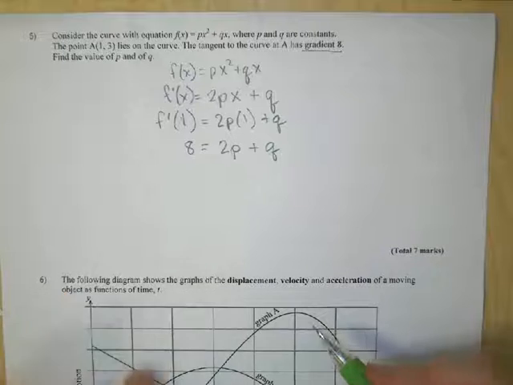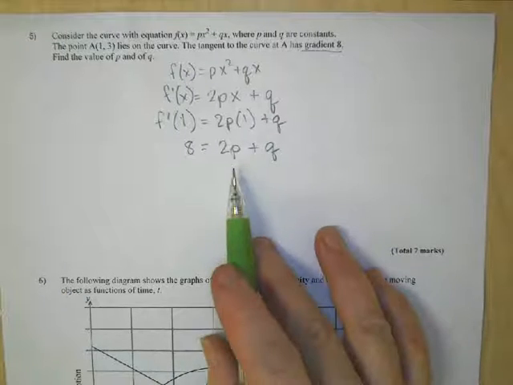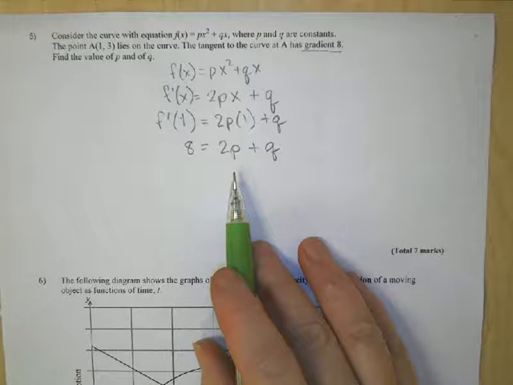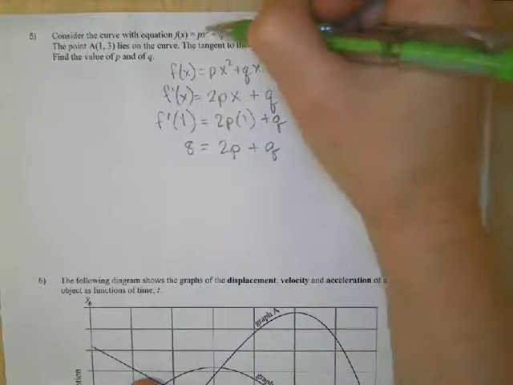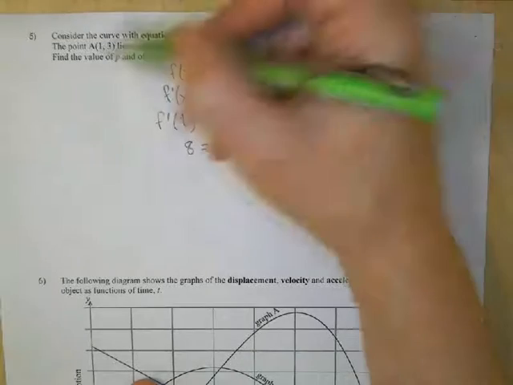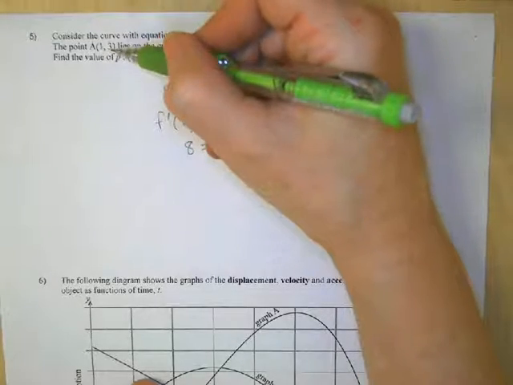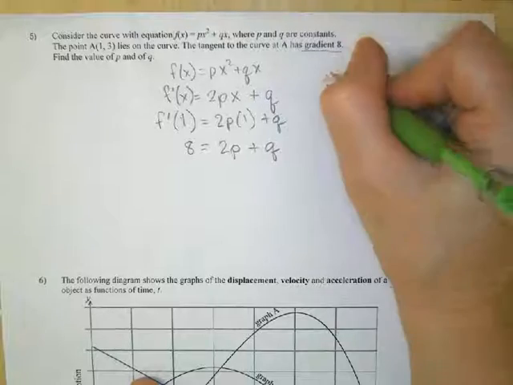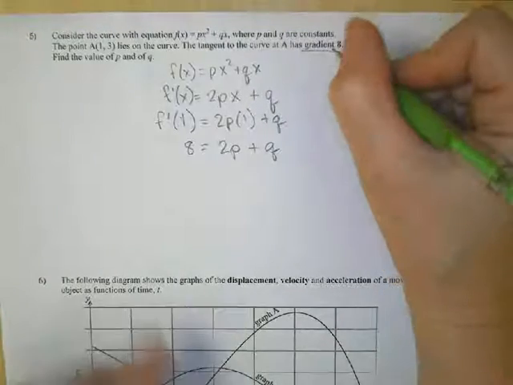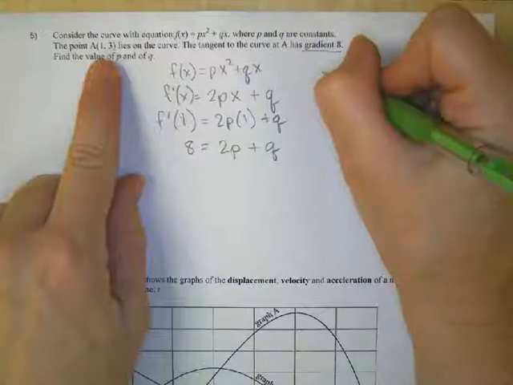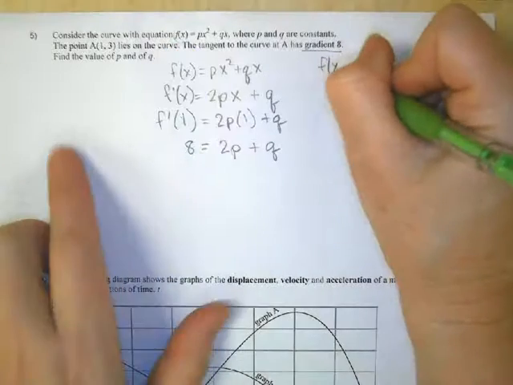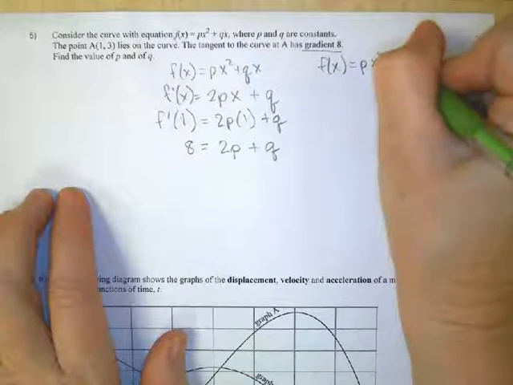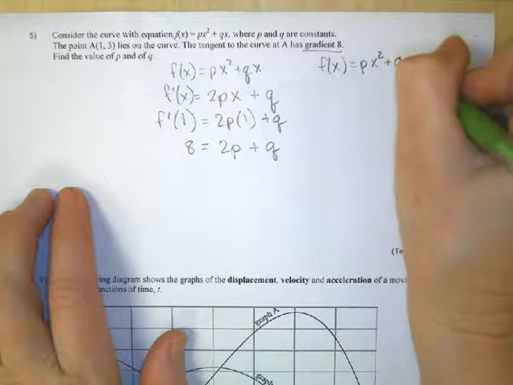Okay, I can't do anything with that because I have 2 unknowns. So that means I must be able to write another equation. That other equation I can write is I can use this equation, and I can plug in my x and my y, and I'll have a second equation. So I'm going to use this equation, and I'm going to plug in my x and my y value because they are a point on that curve.